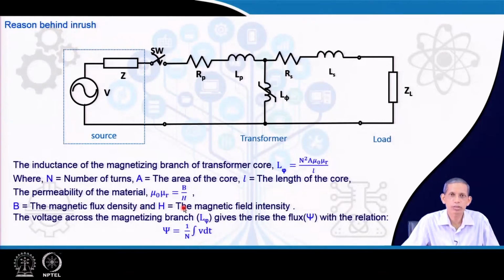So, we know the BH curve for the particular magnetic core of the transformer. Furthermore, the flux produced by the associated I phi through the shunt path is related to the voltage as 1 upon n integration of V dt, or we say V equals d psi by dt, and that relates to the transformer EMF equation also.